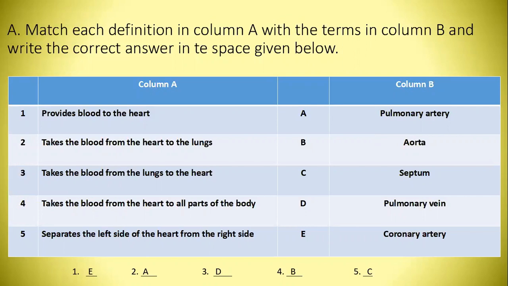Number 4. Takes the blood from the heart to all parts of the body. It's option B, aorta. Separates the left side of the heart from the right side. It's the septum.